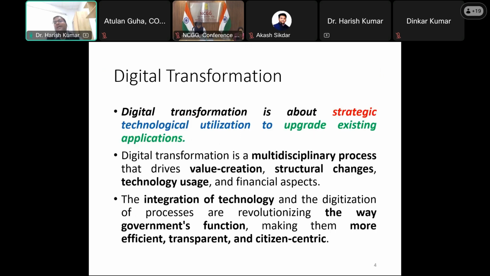So digital transformation stands for three keywords. The first one is strategic planning. That is more important. As top management, as a policy maker, we should think about how we are going to execute or upgrade any existing process in a strategic way. The second keyword here is technological utilization.